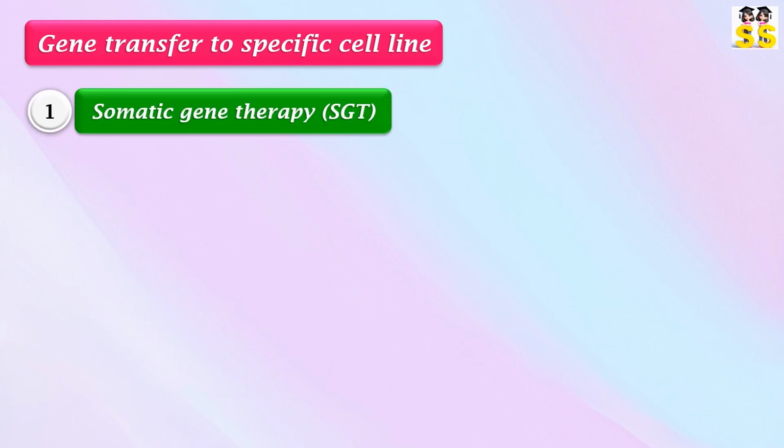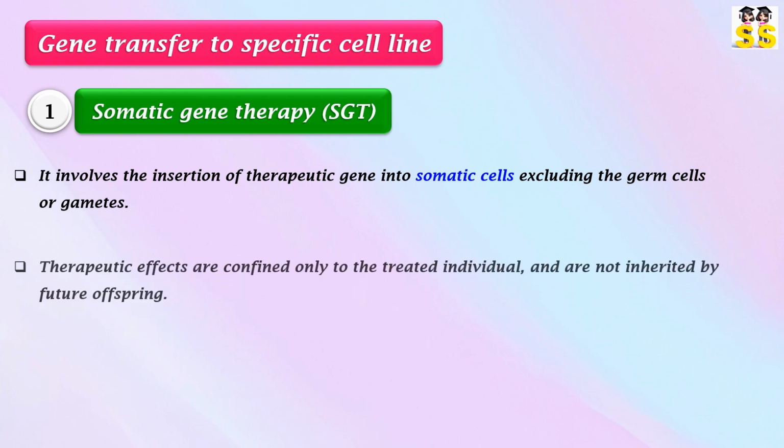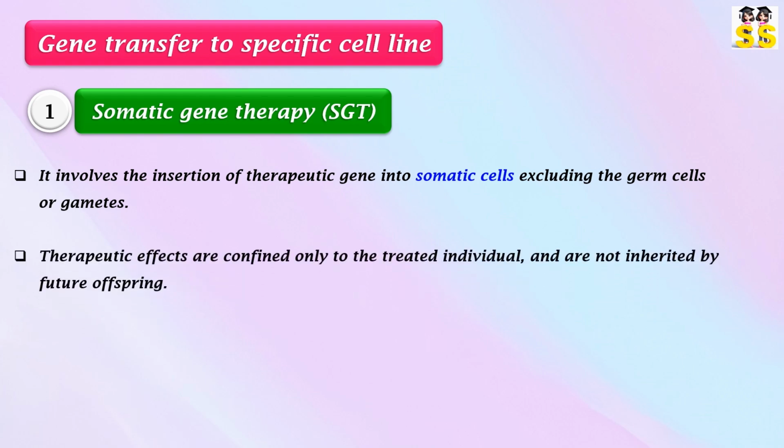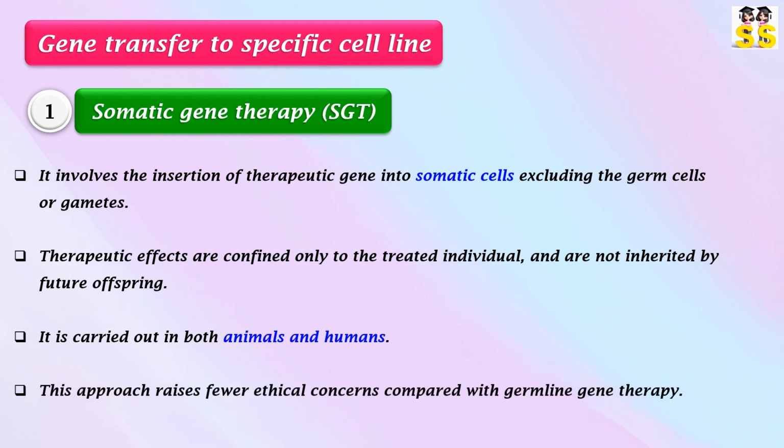Another gene therapy approach is gene transfer to a specific cell line. Firstly, somatic gene therapy. It involves the insertion of a therapeutic gene into somatic cells, excluding the germ cells or gametes. Therapeutic effects are confined only to the treated individual, and are not inherited by future offspring. It is carried out in both animals and humans. This approach raises fewer ethical concerns compared with germline gene therapy.